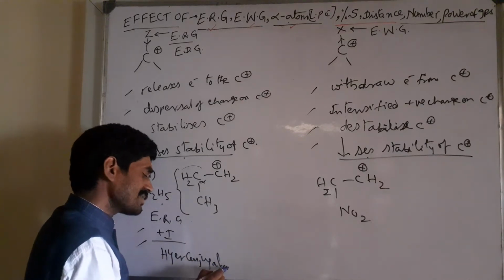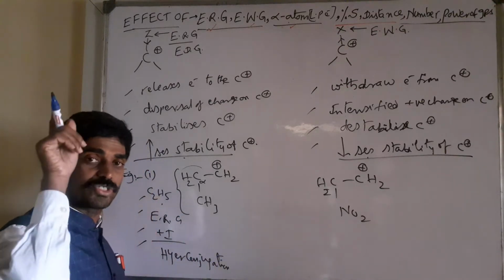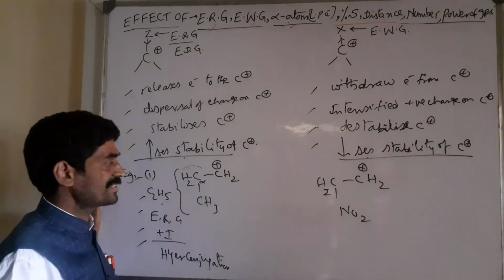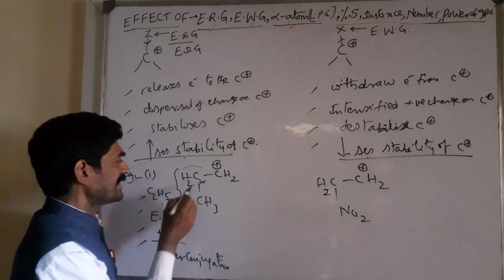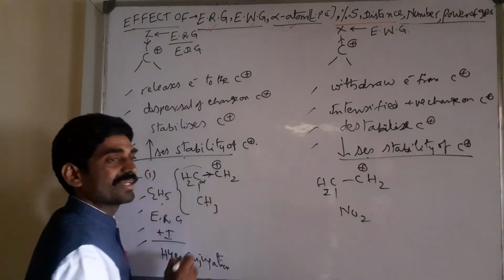Last class I explained how hyperconjugation stabilizes the carbocation. Just watch that part 2 video, and you can get clarity, right? Now, here it is releasing electrons to the carbocation, so it is going to stabilize.